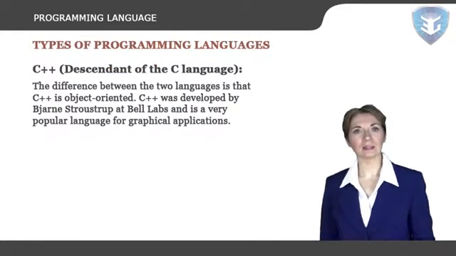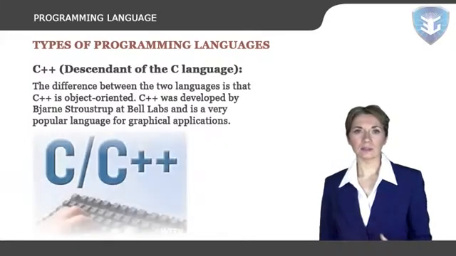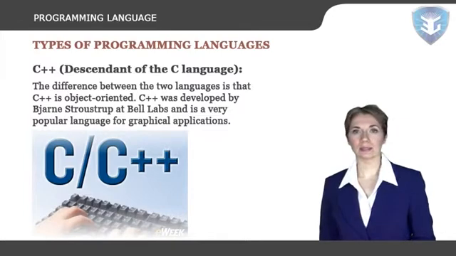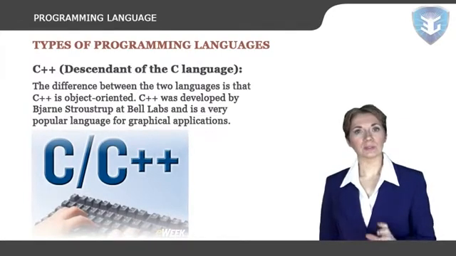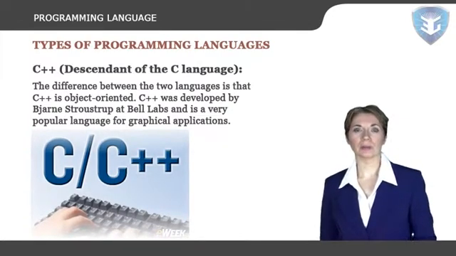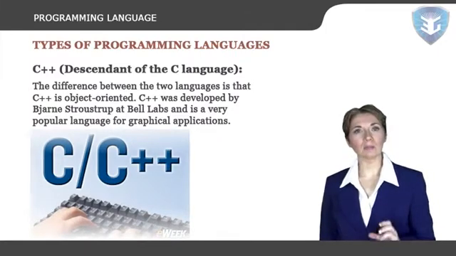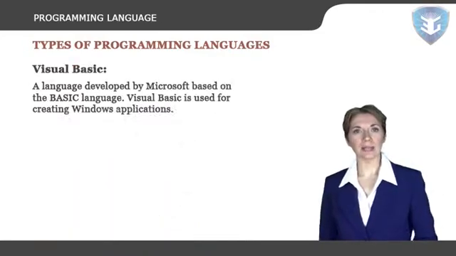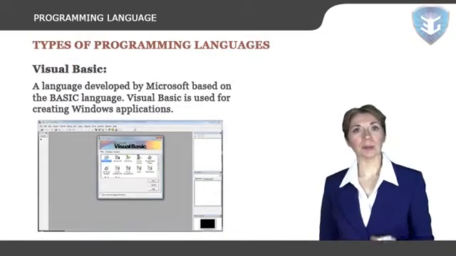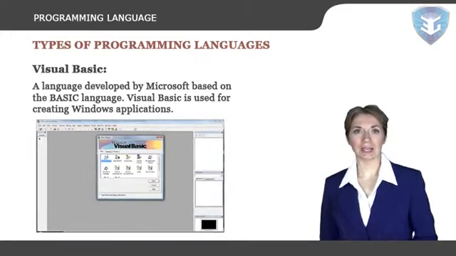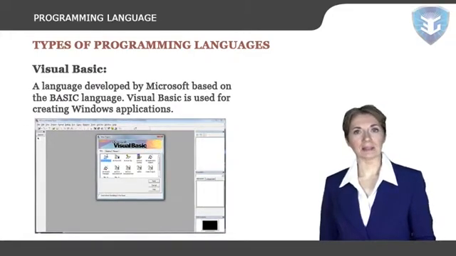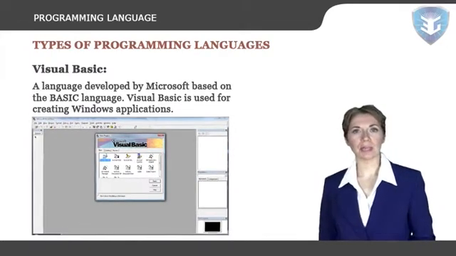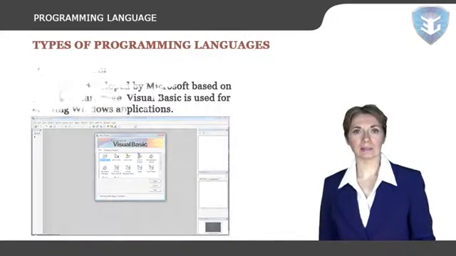C++, a descendant of the C language. The difference between the two languages is that C++ is object-oriented. C++ was developed by Bjorn Stroustrup at Bell Labs and is a very popular language for graphical applications. Visual Basic, a language developed by Microsoft based on the BASIC language. Visual Basic is used for creating Windows applications. The VB script language is based on Visual Basic.